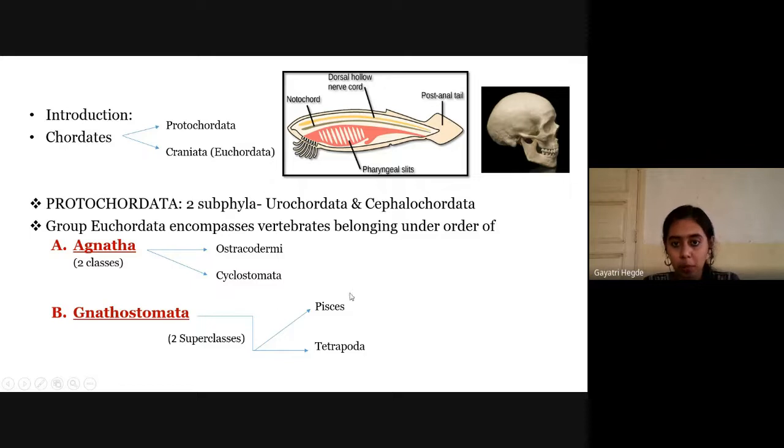So in this chapter, Euchordata 2, we will be covering Pisces and we will be completing the first class of Tetrapoda, which is amphibia. Okay, any doubts until now?